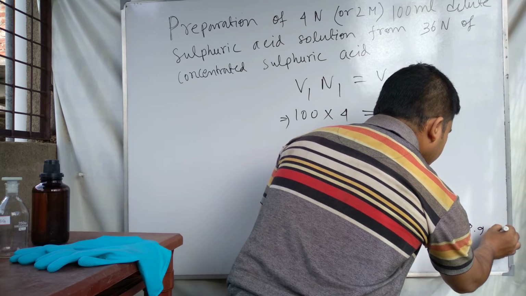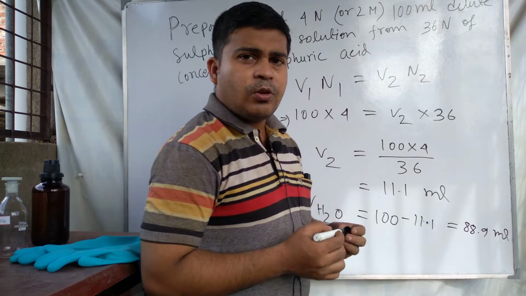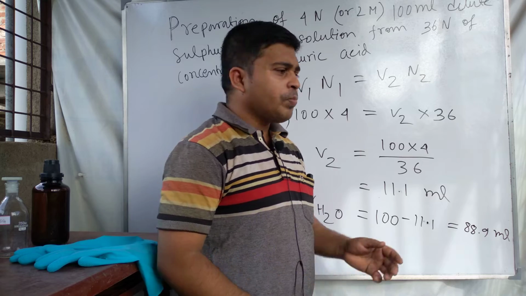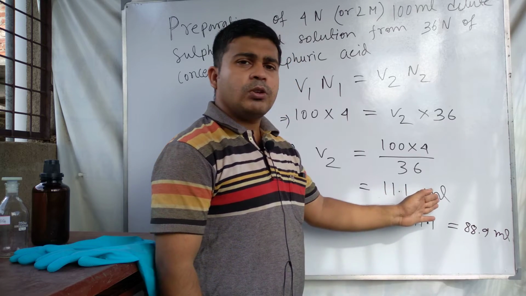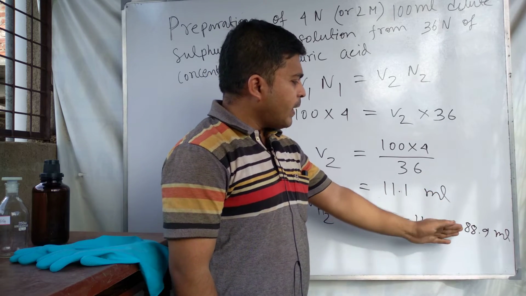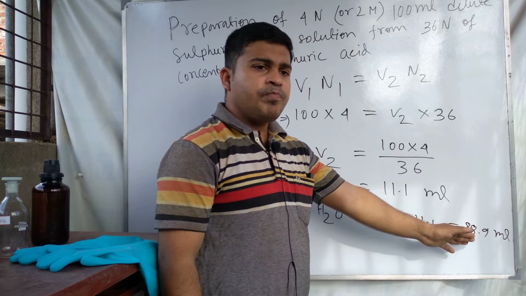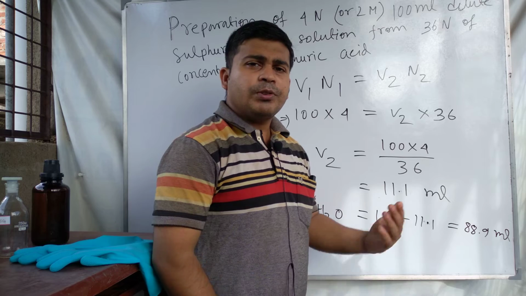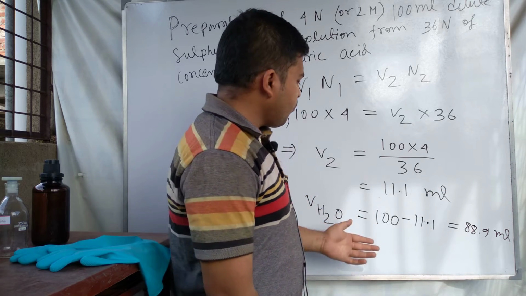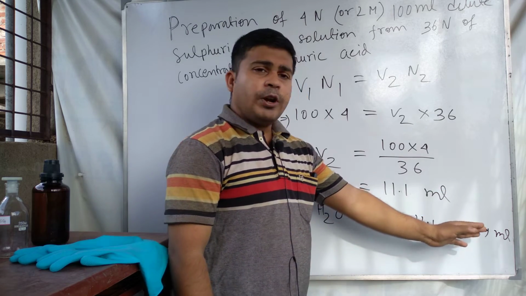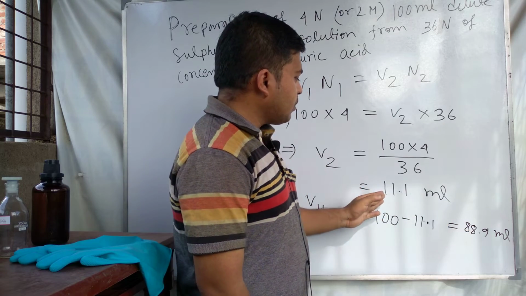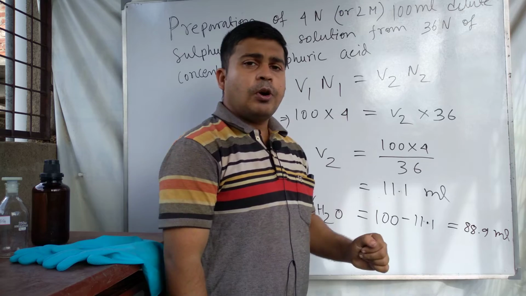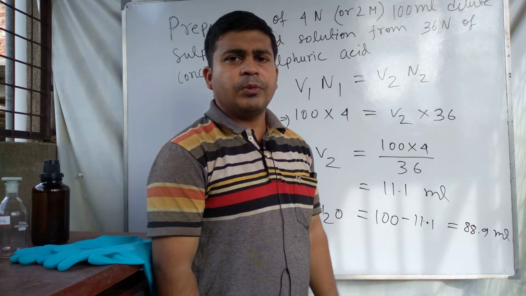So the distilled water amount should be 88.9 ml. For preparation of this dilute sulfuric acid solution of 4 normal, we need 11.1 ml concentrated sulfuric acid and 88.9 ml of distilled water for the dilute solution making.